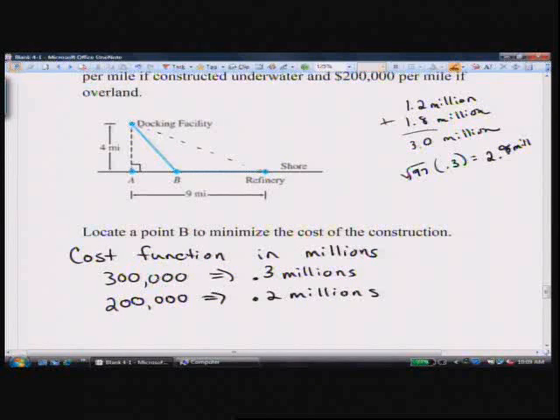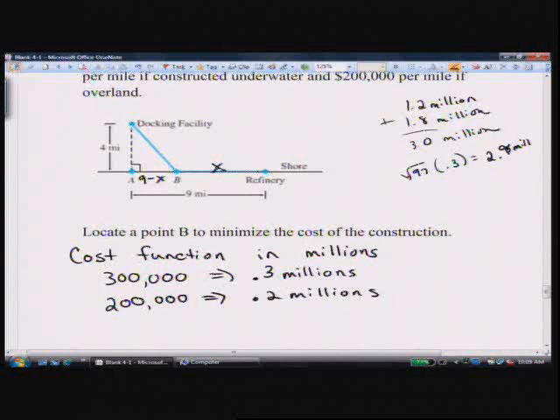So what we need to do is come up with an equation that describes this situation. So I have some unknowns. What I'm going to do is call the distance from where I land, B, to the refinery, X, which will make this distance from A to B what? If I know the whole thing's 9, minus X. Do y'all agree with that?